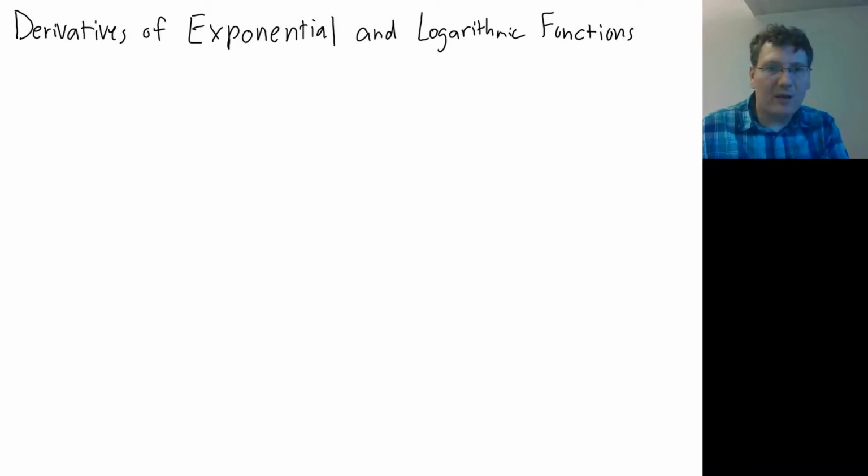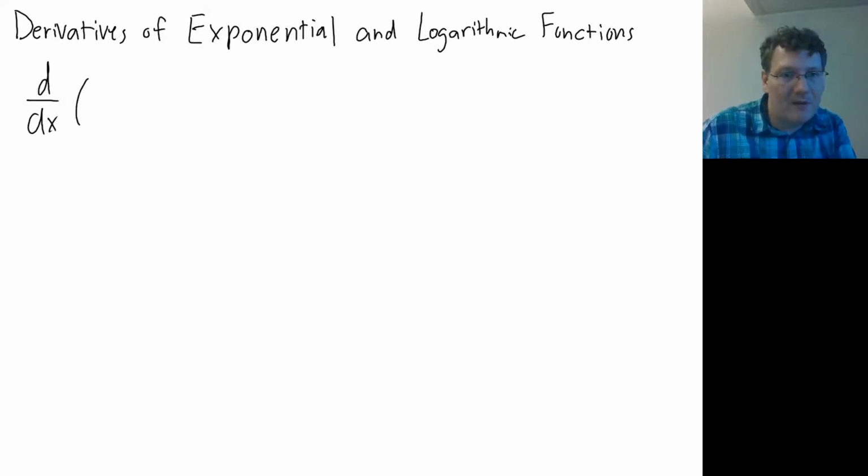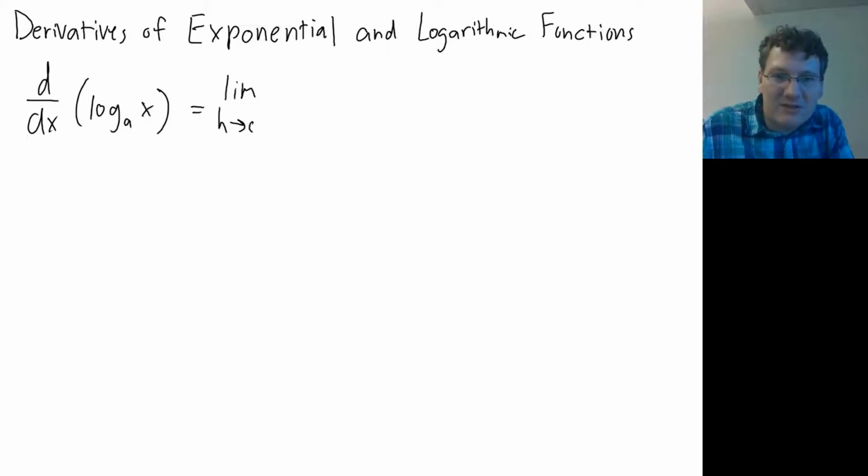All right, so now that we've looked at the exponential and logarithmic functions, we want to try to take a derivative. So we're going to start with the derivative of a logarithmic function. We're going to look at the derivative of the logarithm base a of x. What I'm going to do is write this out as the limit definition. This is the limit as h approaches 0 of log base a of x plus h minus the log base a of x over h.